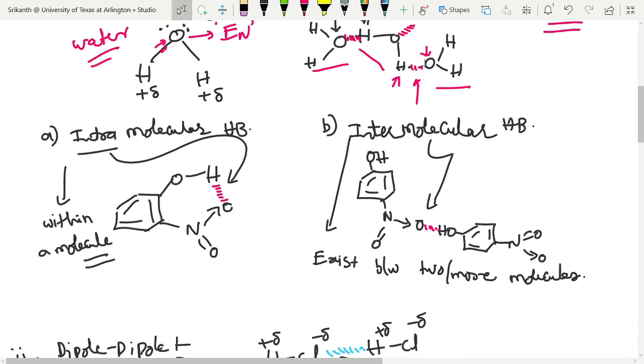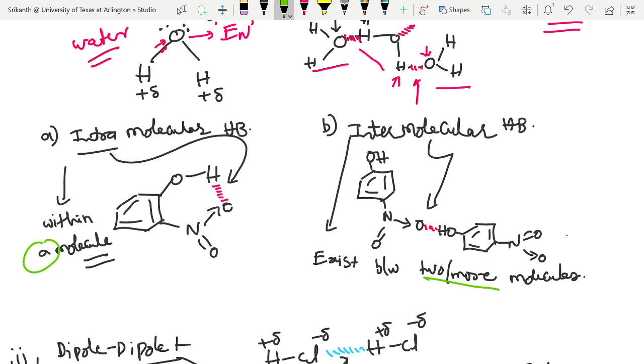Hydrogen bonding is of two types. First one is intramolecular hydrogen bonding and the second is intermolecular hydrogen bonding. So intramolecular means this hydrogen bonding happens within a molecule, like here. But intermolecular hydrogen bonding exists between two or more molecules.